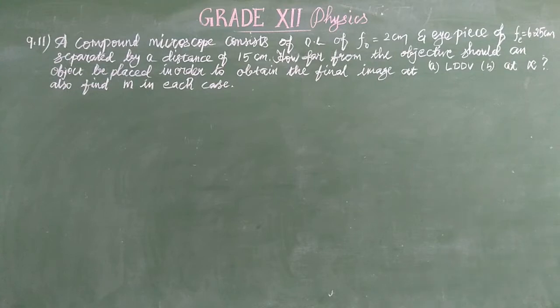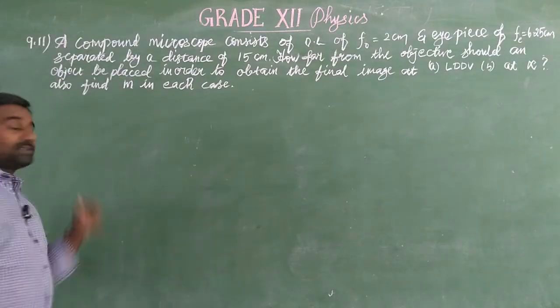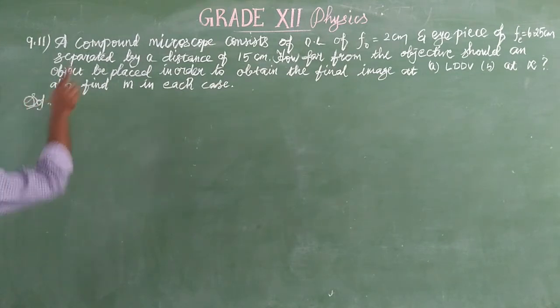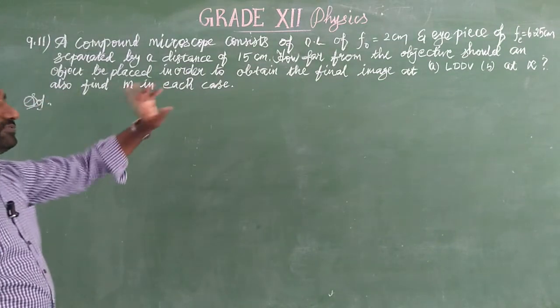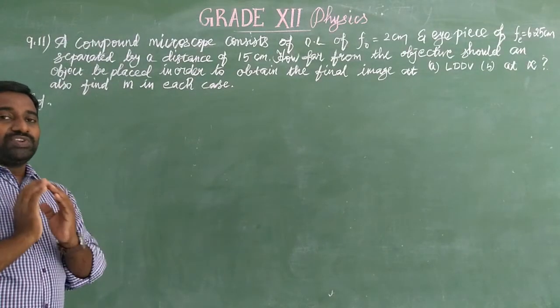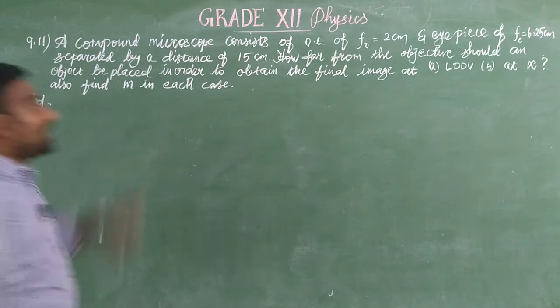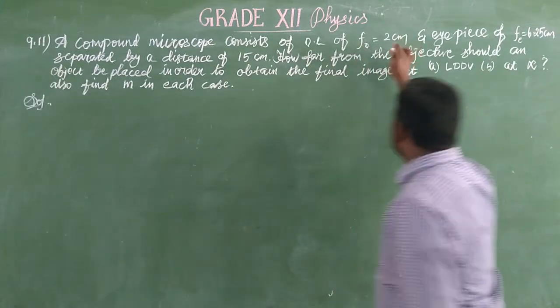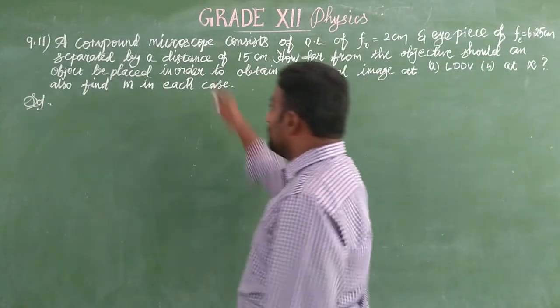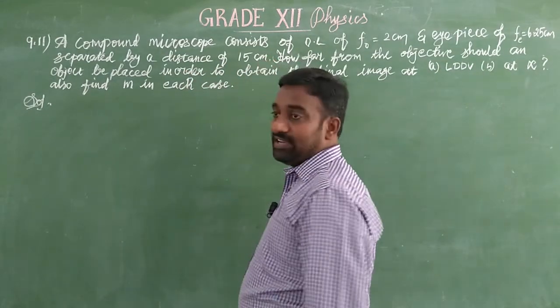Coming to the next question, question number 11. Look at the question. A compound microscope consists of two lenses. Basically, we know the compound microscope has an objective lens as well as an eye lens. The objective lens has a focal length of 2 cm and the eyepiece has a focal length of 6.25 cm. Both are separated by a distance of 15 cm.